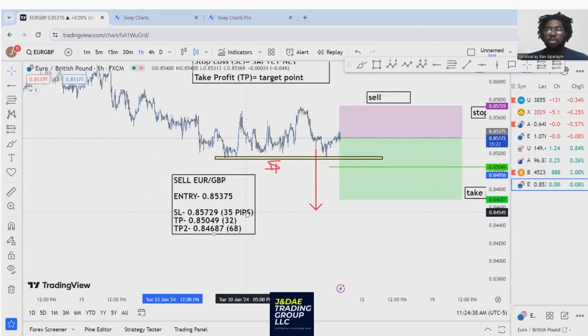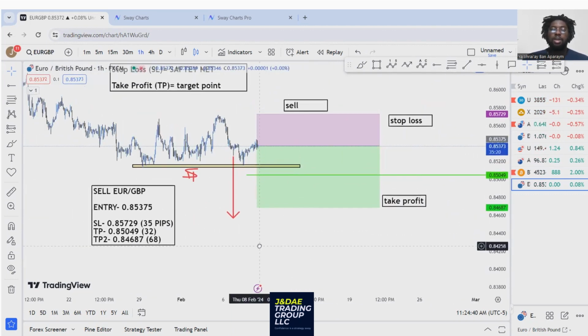So this is what my signal will look like in the chat. Now, when you're ready to enter a trade, what you will do is, actually, guys, 1 second. Let me update my signal groups.